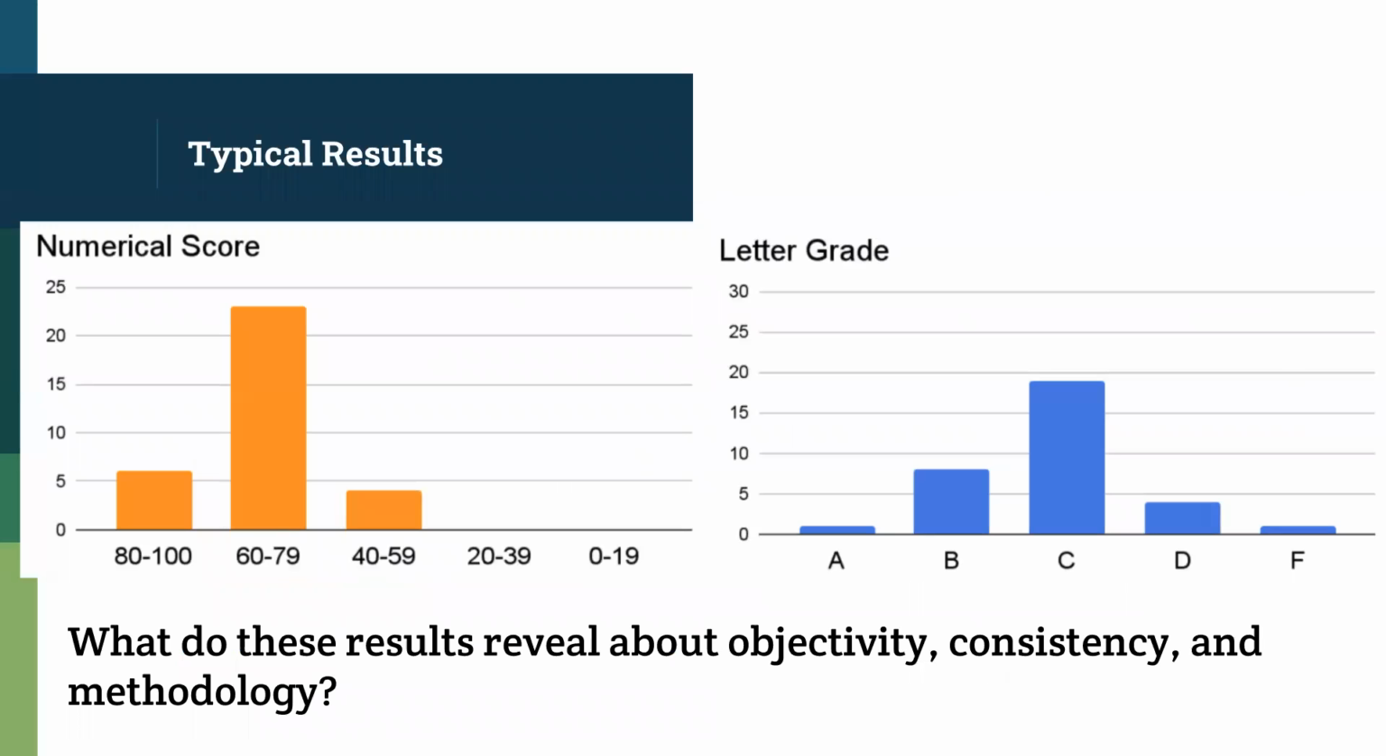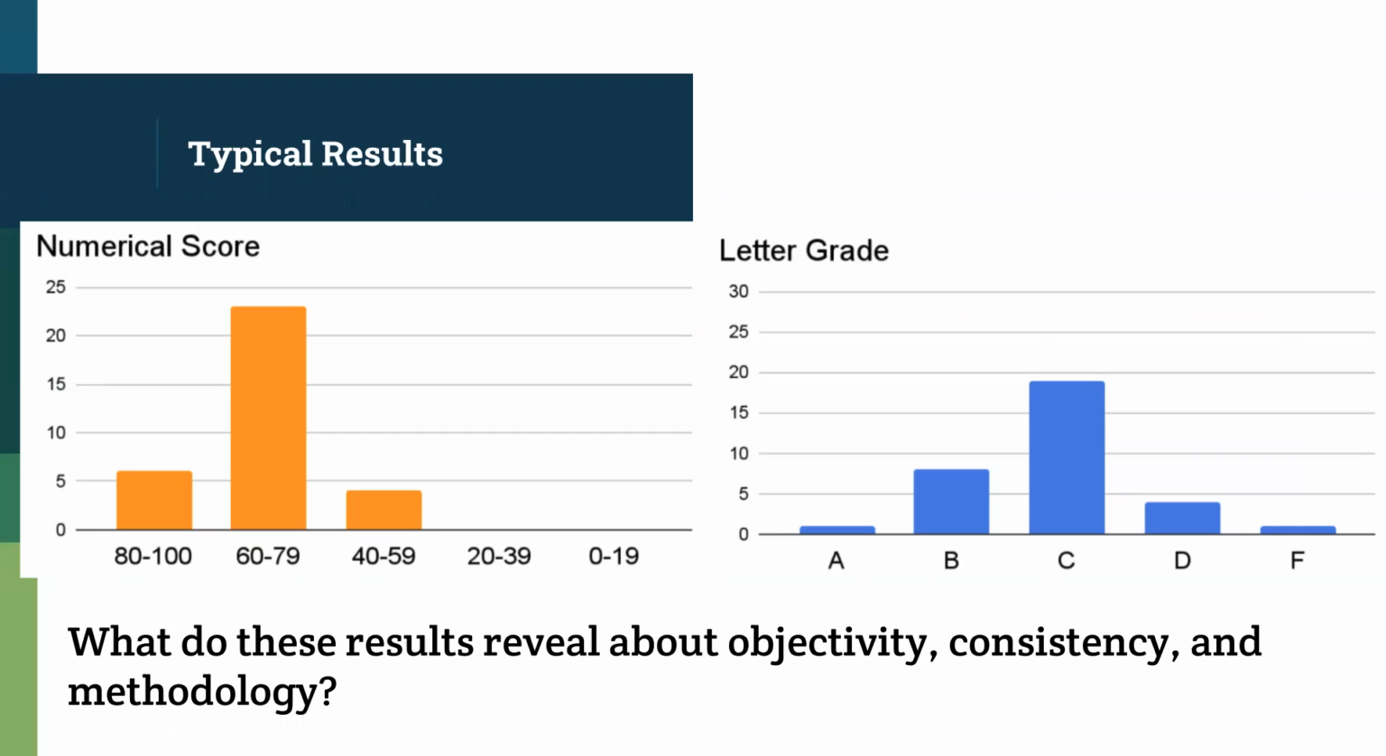When we've presented this hypothetical scenario in the past, the results you see on the screen are typical of how teachers scored the assessment. Numerical scores fell anywhere between 100 and 40, with most falling in the 60 to 79 range, and those numerical scores translated to letter grades anywhere from A to F, with the most common letter grade being a C. What do these results reveal about objectivity, consistency, and methodology?